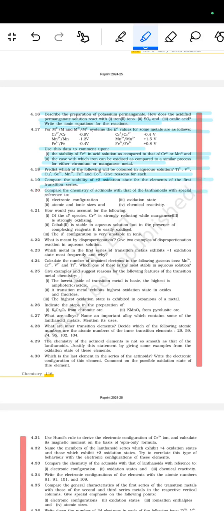Compare the chemistry of the actinoids with that of the lanthanoids with specific reference to electronic configuration, atomic and ionic sizes, oxidation state and chemical reactivity.